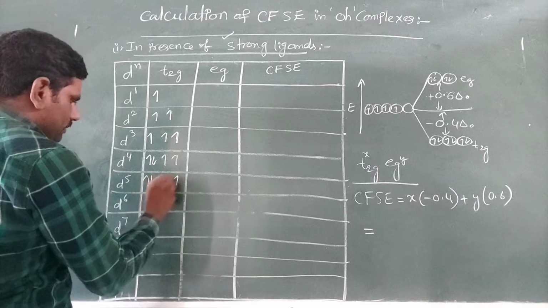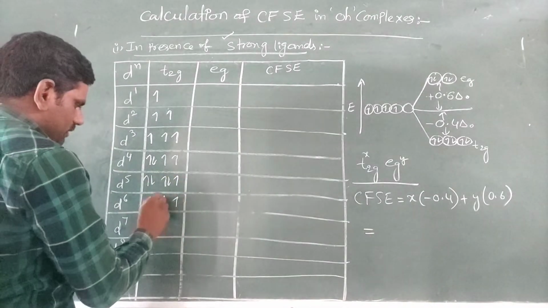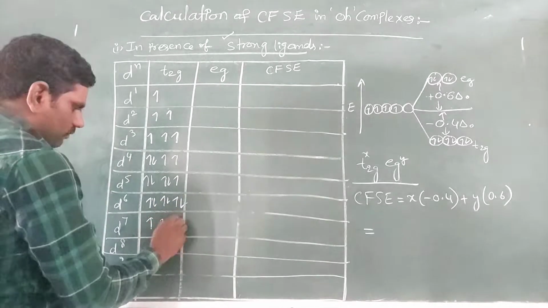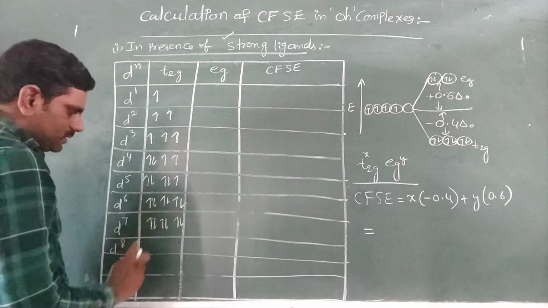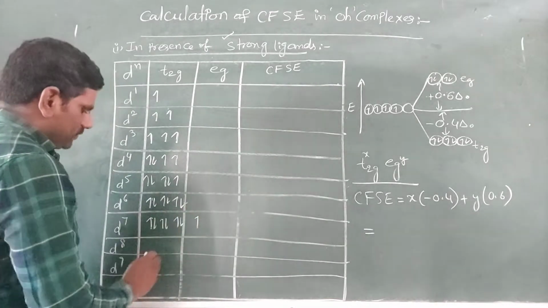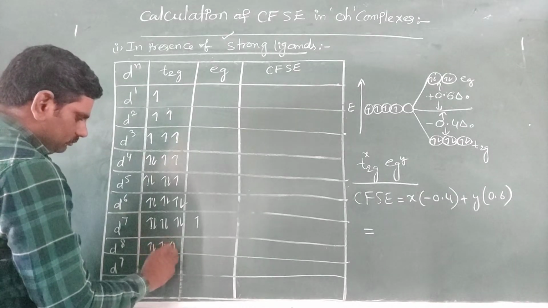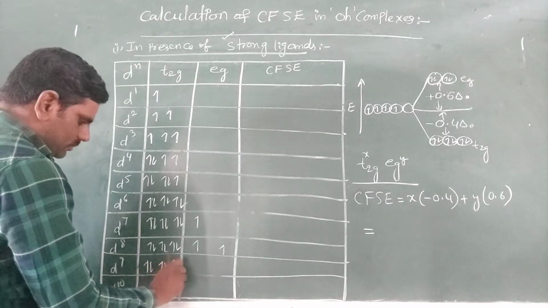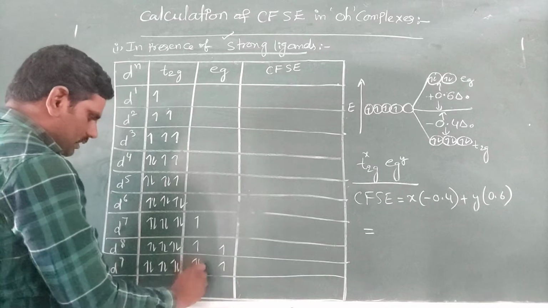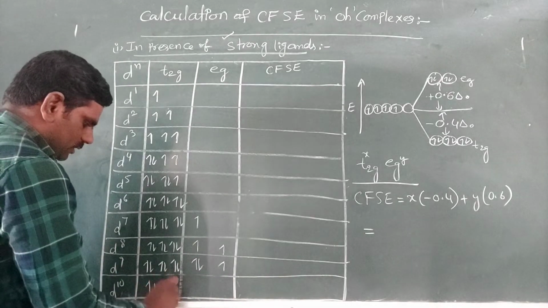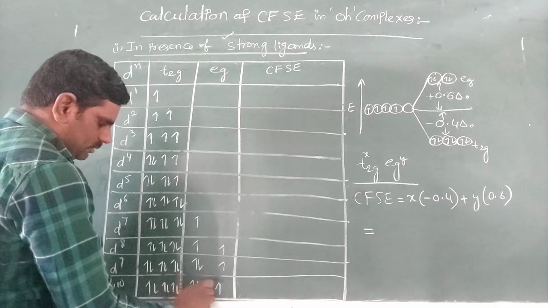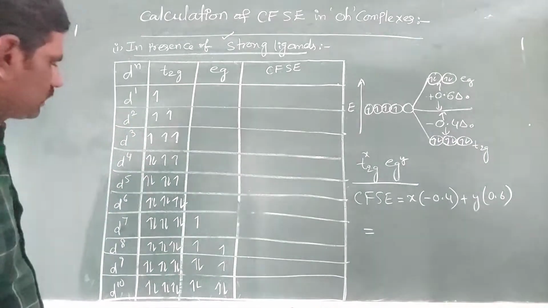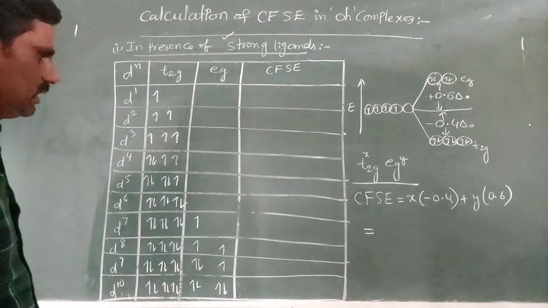D5. It is for D6. Now for D7, after filling 6 electrons in t2g, the electron goes to eg. It is for D8. It is for D9. And the case for D10. This is the arrangement of electrons in d orbitals in an octahedral complex in the presence of a strong ligand.